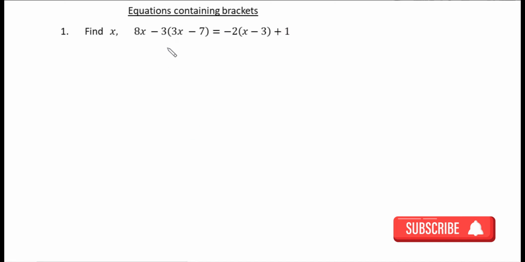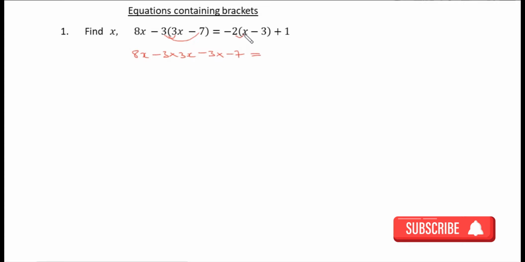So in this question, we have to find the value of x. This is a linear equation, but we have brackets on both sides of the equation. So we're going to expand the brackets and then we solve for x. So let's write again 8x minus 3 times x, minus 3 times 3x, and then minus 3 times minus 7. You write your equal to sign, and then we do the same thing here.